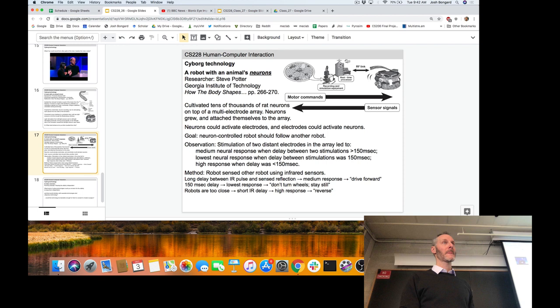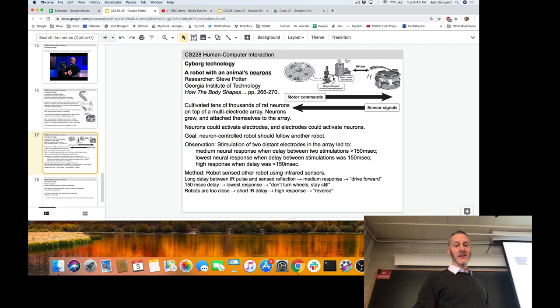So now we have an interesting cybernetic system where we have a bunch of electrodes. The electrodes can provide electrical stimulation to the neurons sitting on top of them. The neurons can electrically stimulate their neighbors and also electrically stimulate the electrodes underneath them. We can then connect this two-dimensional plate electrically to, again, a simple two-wheeled, two-sensor robot.